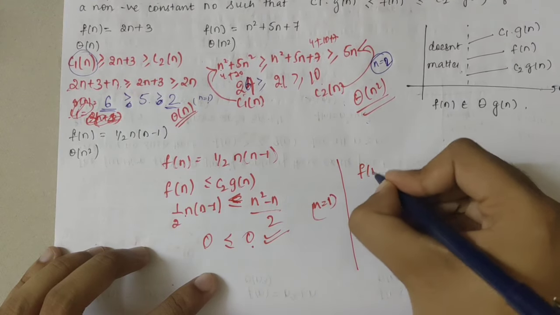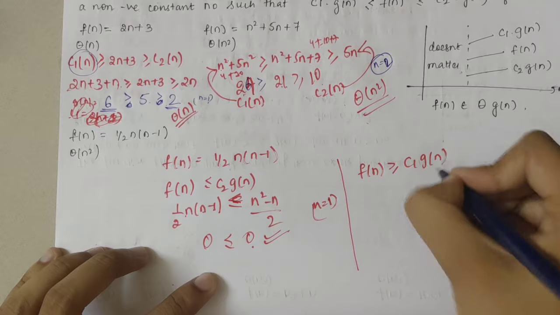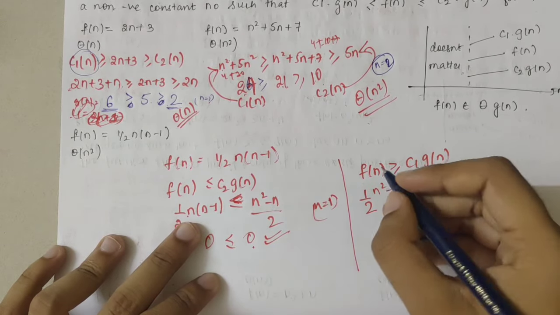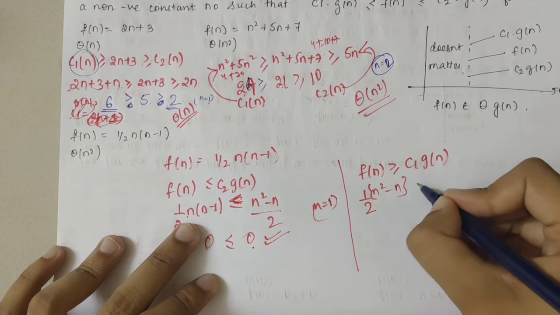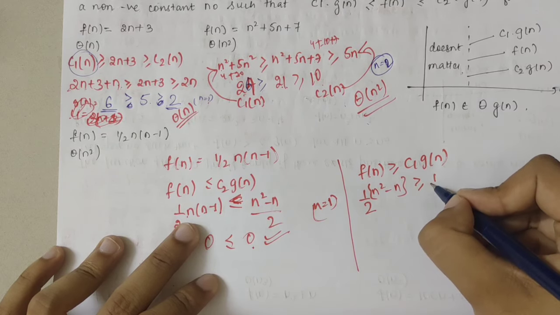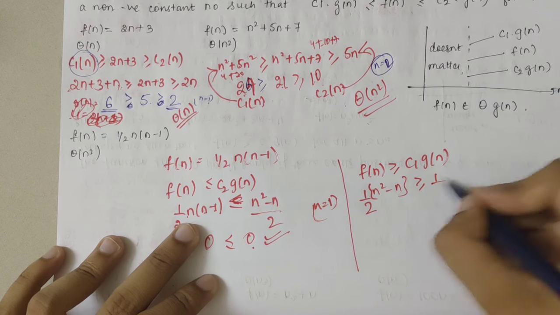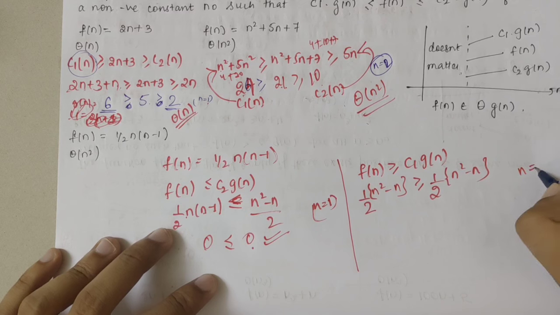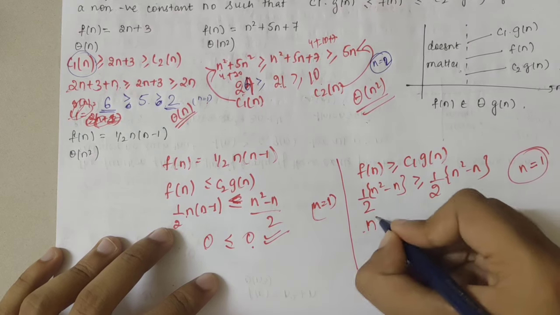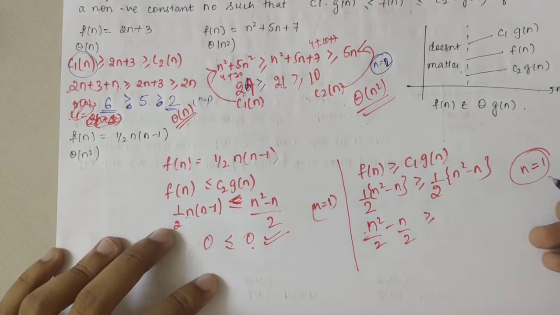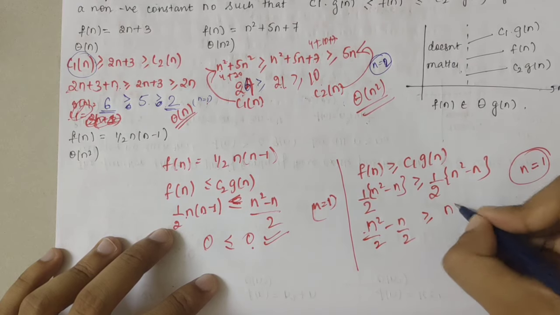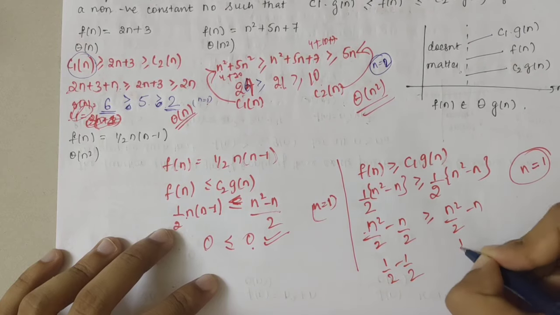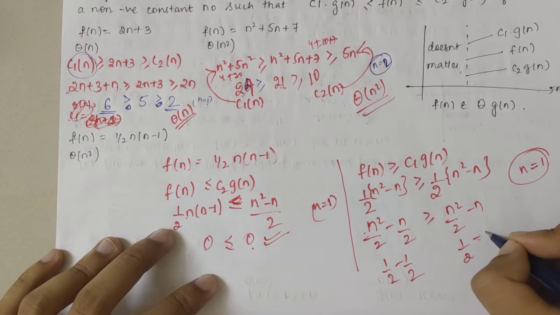Now the second part, f of n greater than c1 of g of n. Half n square minus n by 2 I have, greater than, here again I'll write the same thing, half n square minus n. Now I'll take n value as 1, so I get n square by 2 minus n by 2 greater than or equal to n square by 2 minus n. Now if I take n value as 1, half minus half, half minus 1.